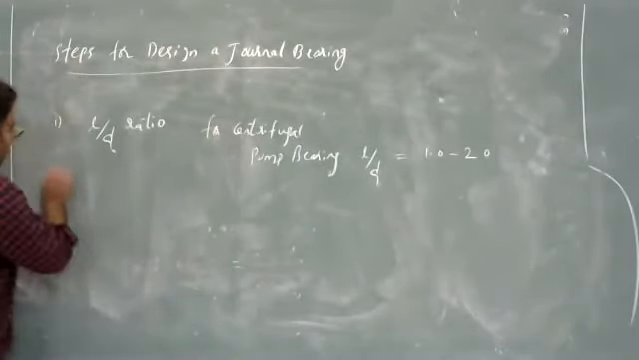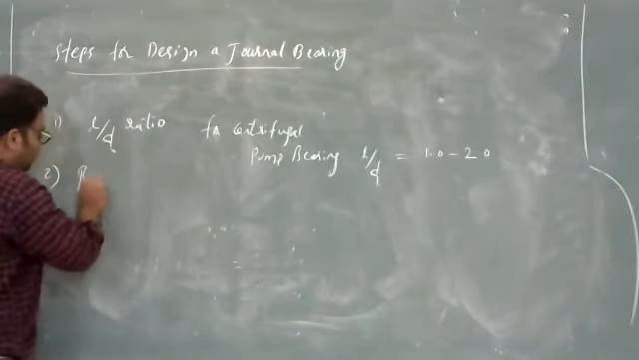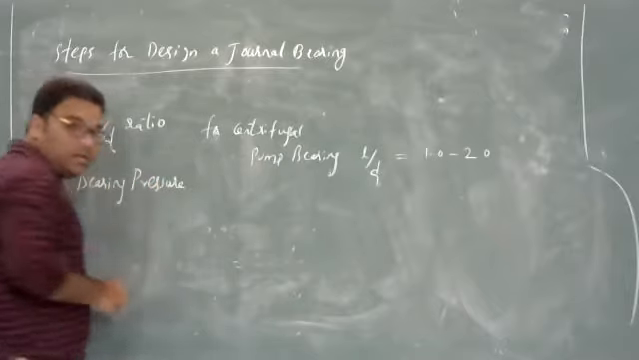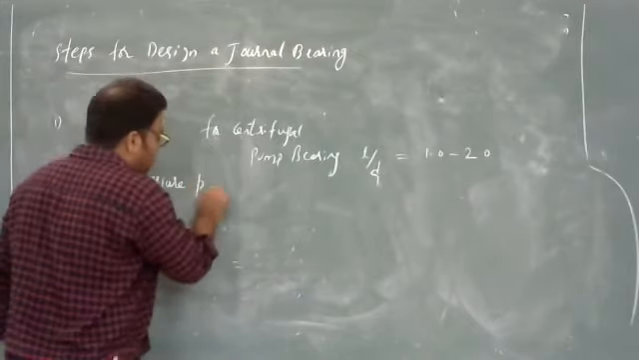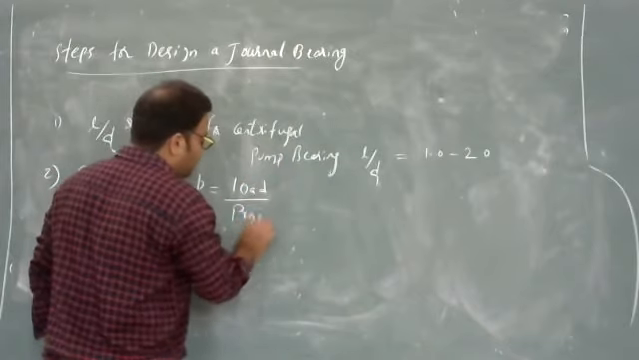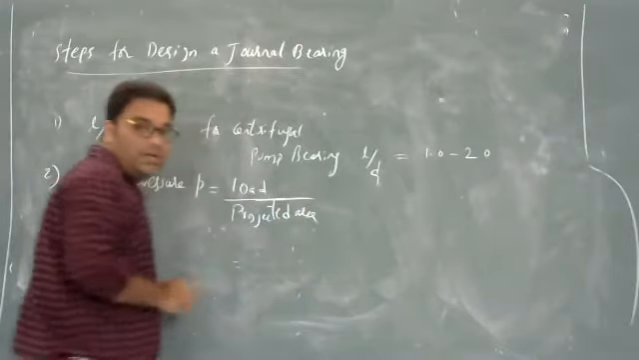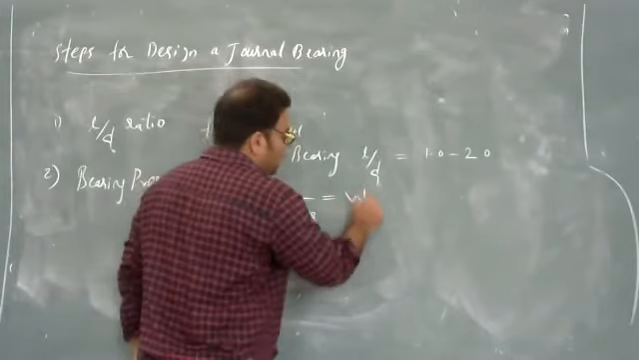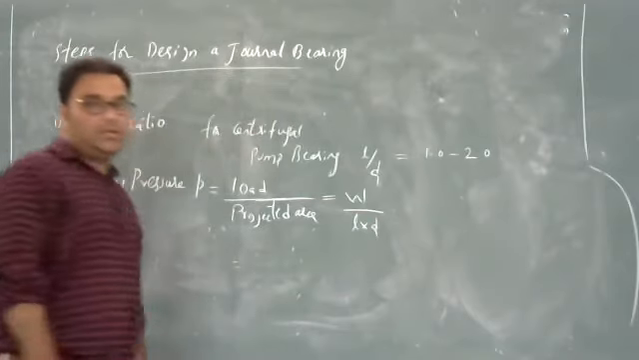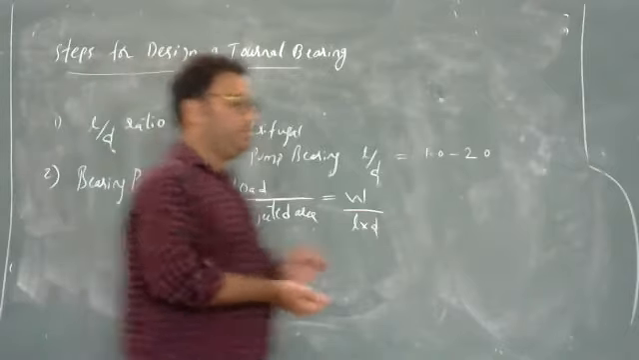The second step is we are going to find the bearing pressure. So what is bearing pressure? Bearing pressure is denoted by small p. Small p equals the load over projected area, and it is given by the formula W by L into D. This is the second step we require for designing the problem.